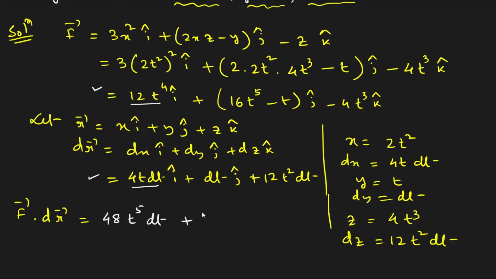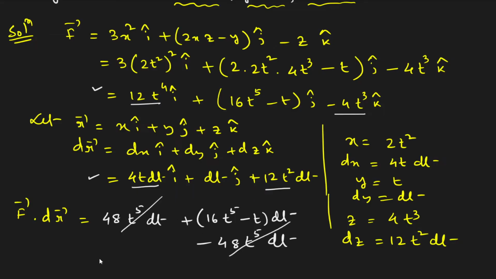So it will be (16t⁵ − t) dt, and then the final one is minus 4t³ into this one. So again minus 48t⁵ dt, right? So these two terms will cancel out. So we have only (16t⁵ − t) dt. So now we will integrate it.